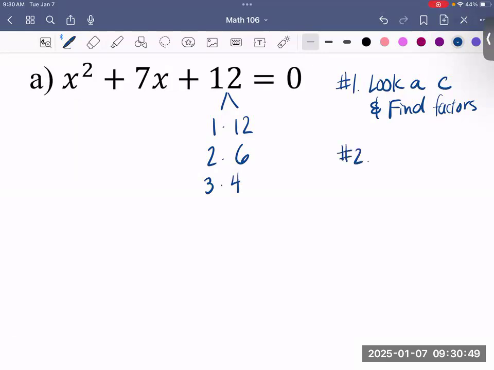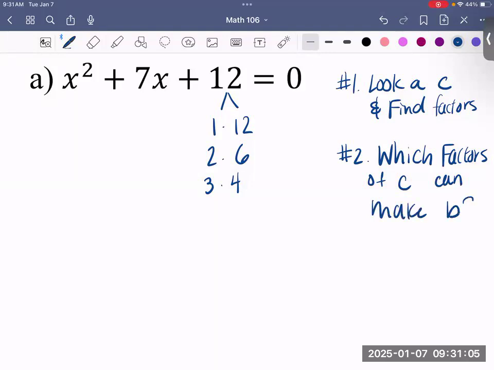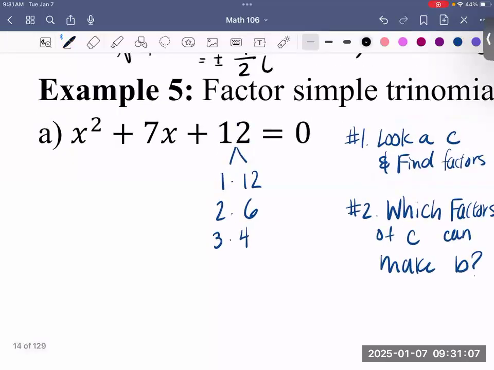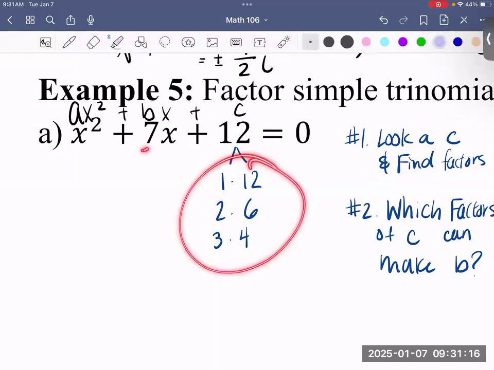So next, which factors of C can make B? And you're probably like, what's C? What's B? Keep in mind, ax squared plus bx plus c. So of these factors, what can make a 7? Well, 3 and 4 can easily make a 7.